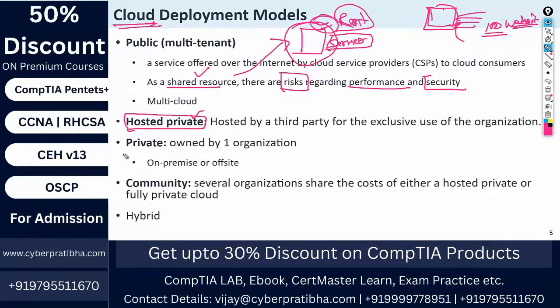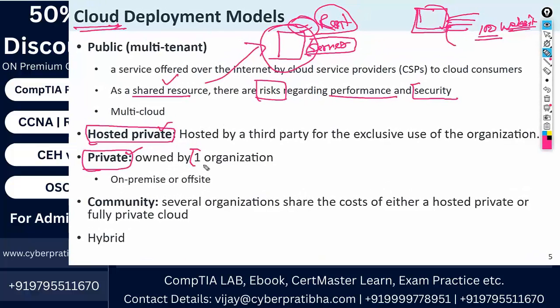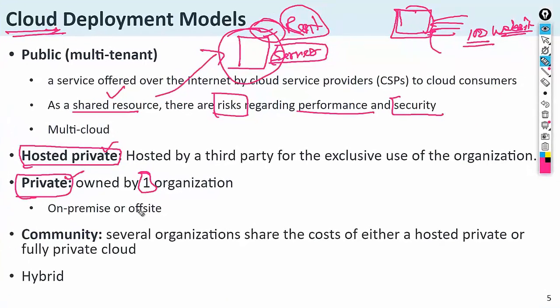And another is private. Private is when you create a cloud for your organization. This type of cloud is owned by a single organization, and generally it is called on-premises, meaning a private cloud, or off-site. This is not available to public users. It is only available to private users.